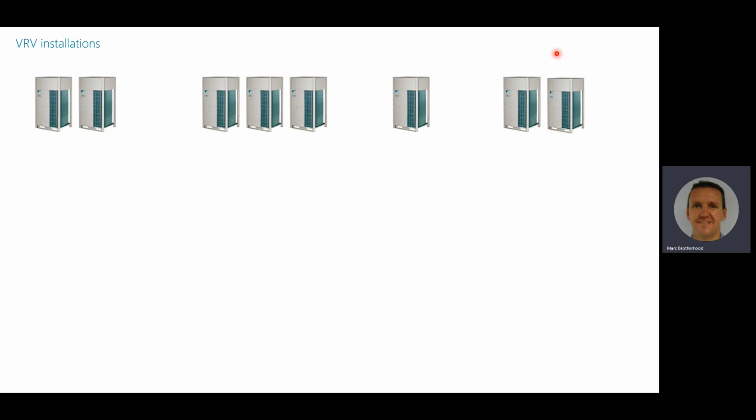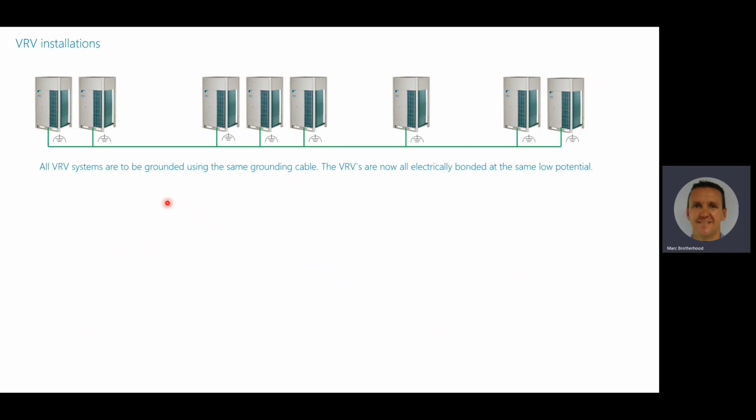If we look at a typical macroscopic design, here we have a typical VRV installation. Here we typically connect the grounds. Because of leakage currents in the circuit boards, everything has to be connected together to balance and bring all the leakage current to an equipotential. So all the VRV systems are to be grounded using the same grounding cable. And as I mentioned, the VRVs are now electrically bonded at the same low potential.